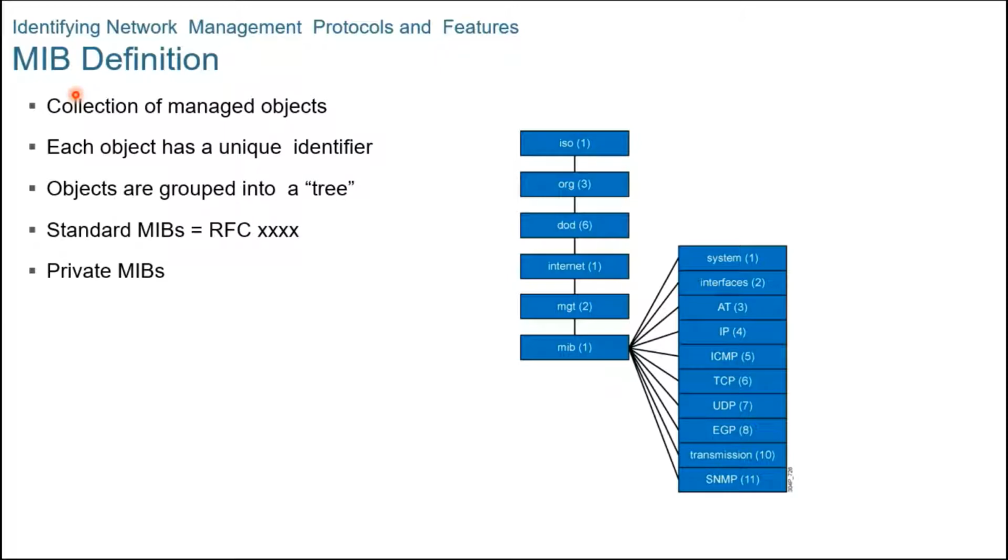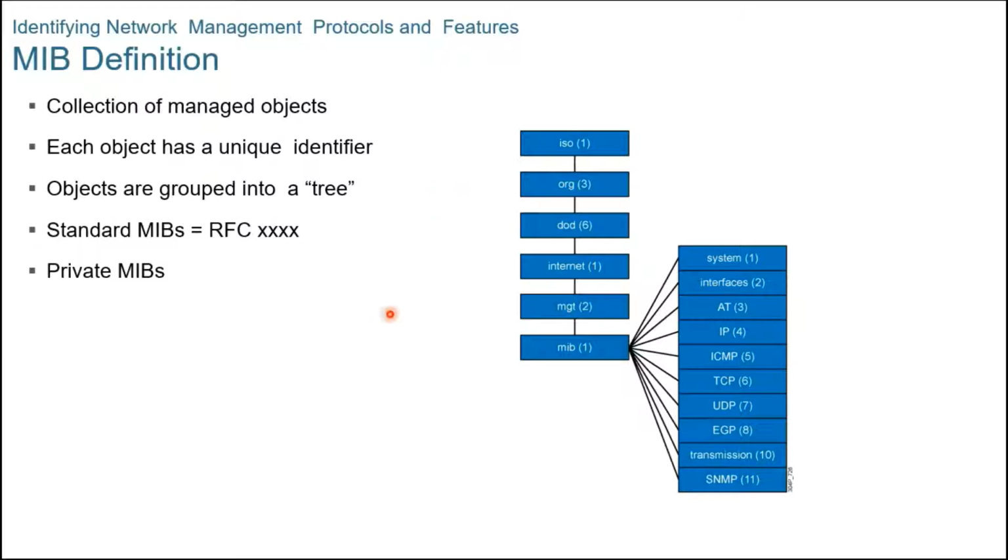MIB definition. The Internet MIB hierarchy. As shown in the figure, the MIB structure is logically represented by a binary tree hierarchy. The root of the tree is unnamed and splits into three main branches: the Consultative Committee for International Telegraph and Telephone, the CCITT, the ISO, and the ISO-CCITT.